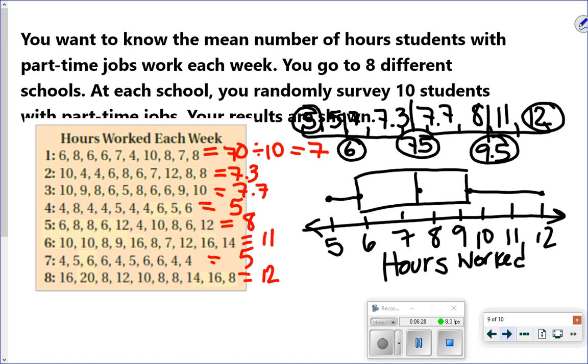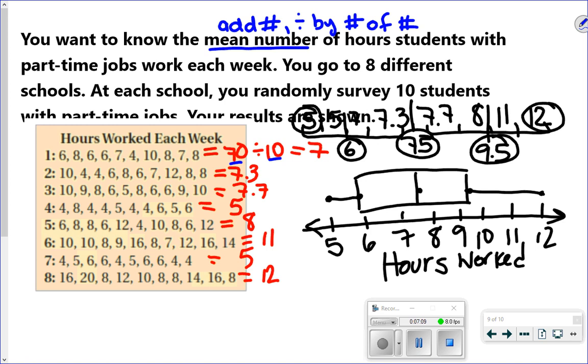So remember, the mean is when we add up all our numbers and divide by the number of numbers. That's what I did here. For example, number 1, I added 6 plus 8 plus 6 plus 6 plus 7 plus 4 plus 10 plus 8 plus 7 plus 8. I added them all up and got 70. I divided by 10 because there were 10 numbers, and then I got 7. I did the same process for all the other rows. I didn't write down all the work, but that's what I did. And then I wrote down my answers for the mean for each one.